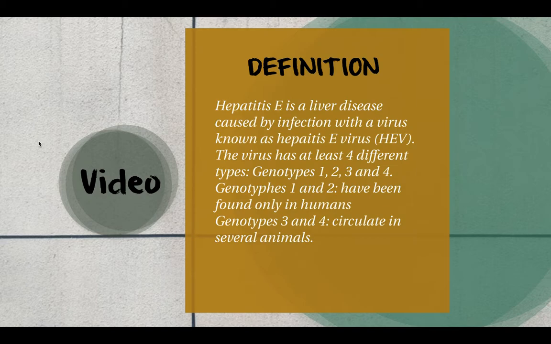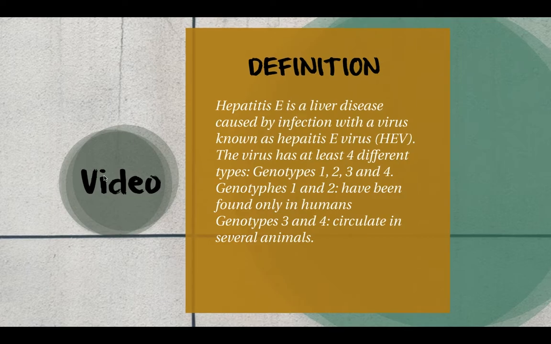Hepatitis E is a liver disease caused by infection with a virus known as hepatitis E virus. The virus has at least four different types: genotypes 1, 2, 3, and 4. Genotypes 1 and 2 have been found only in humans. Genotypes 3 and 4 circulate in several animals.